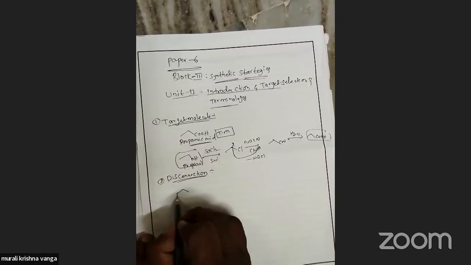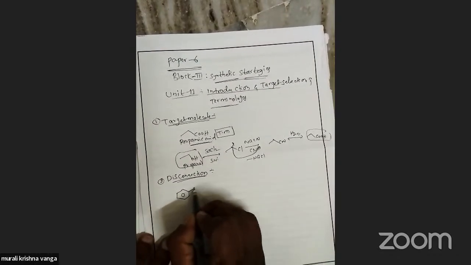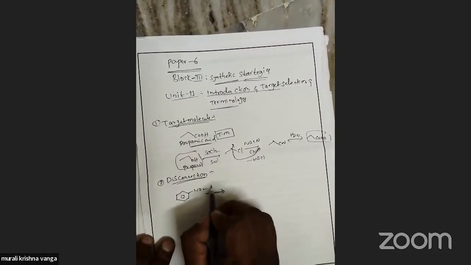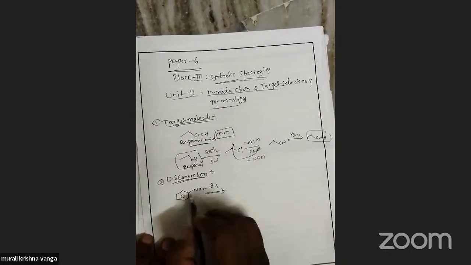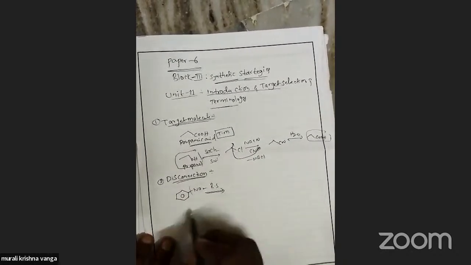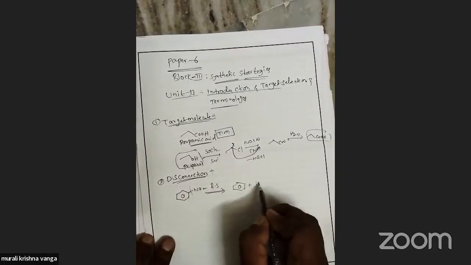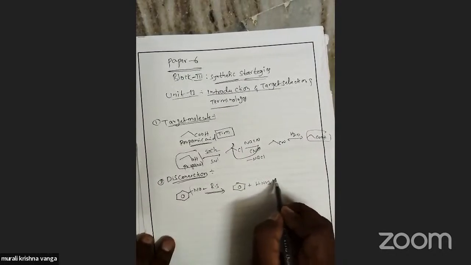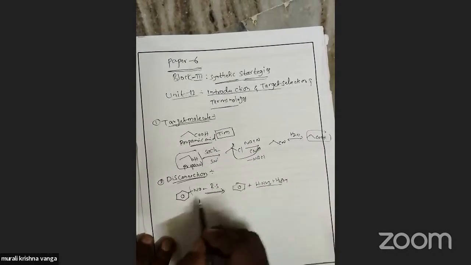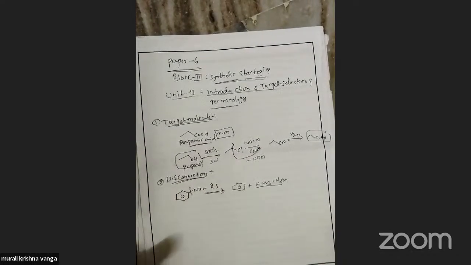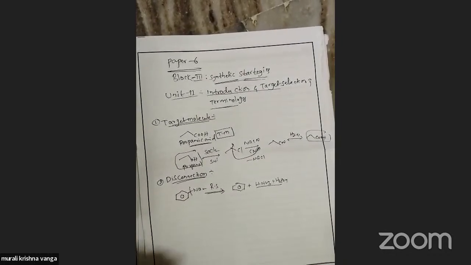I am taking nitrobenzene. When this nitrobenzene undergoes retrosynthesis, the bond is imaginarily broken, and HNO3 plus H2SO4 are formed. This is called disconnection. The bond which is imaginarily or hypothetically broken in the target molecule, in retrosynthesis, is called disconnection.